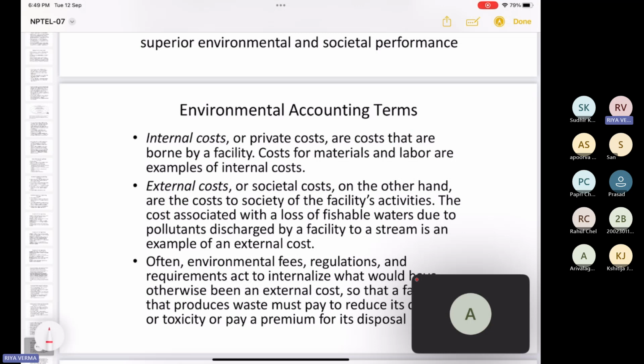For example, in the dairy industry, a lot of wastewater is generated, or in the paper manufacturing industry, a lot of wastewater is generated. If this wastewater is discharged without any treatment into any nearby lake or pond, then we have a loss of fishable waters. So this is an example of an external cost.